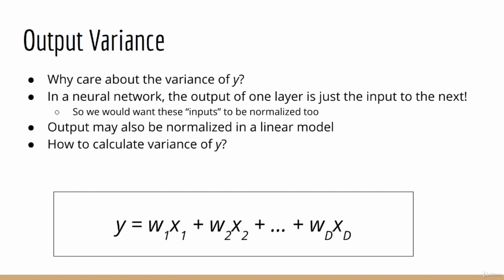Suppose we want to know the variance of the output y. Why do we care about the variance of y? Well, you know that in neural networks, after the first layer, you simply have more layers of the same type. Therefore, the output of the first layer will be the input to the second layer, and so on. But since those will be inputs to the next layer, you want those to be normalized as well. If it's just linear regression, your target will probably be standardized, so there's still a reason to care about the variance of y. We know that the expression for y is just w1 times x1 plus w2 times x2 and so on. So how do we calculate the variance of y?